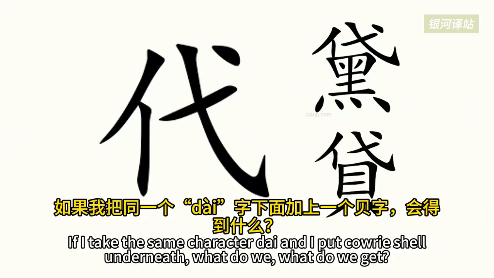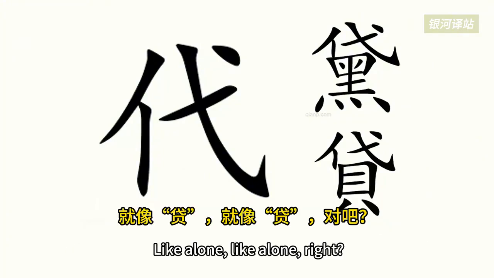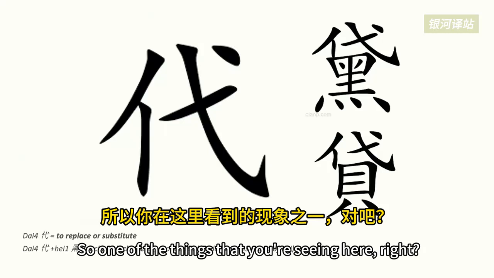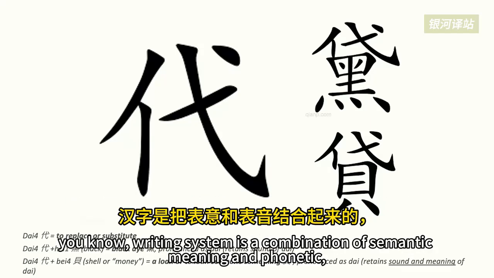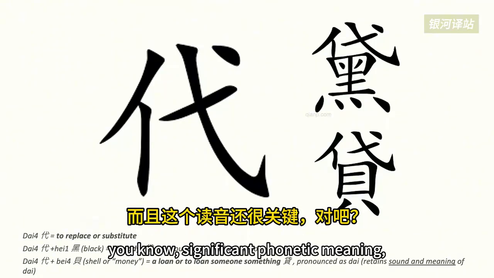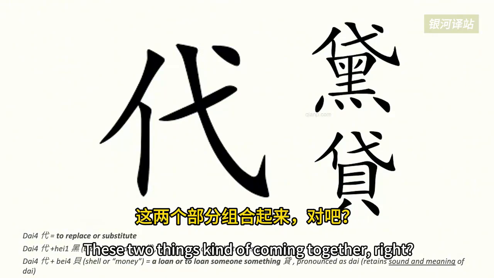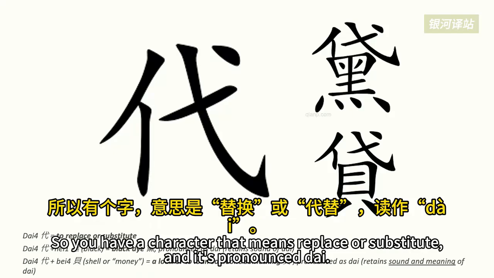If I take the same character, Dai, and I put a cowrie shell underneath, what do we get? Like alone, right? One of the things you're seeing here, which is really fascinating for the development of the Chinese writing system, is a combination of semantic meaning and phonetic meaning, these two things coming together. So you have a character that means replace or substitute, and it's pronounced Dai.